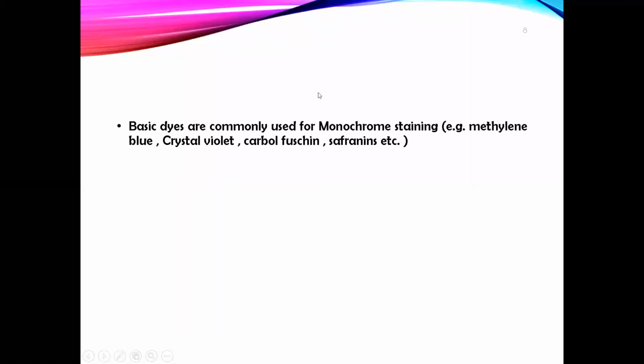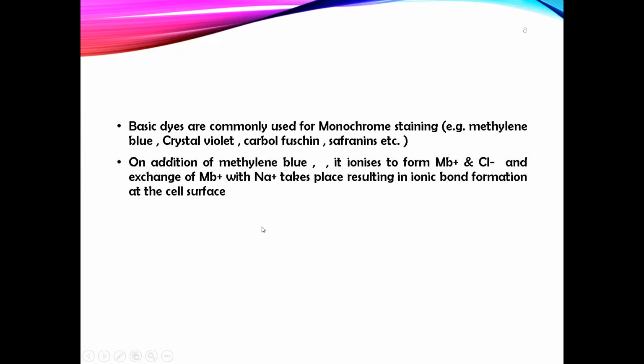So basic dyes are commonly used for monochrome staining. That is, simple staining is also known as monochrome staining. Examples are methylene blue, crystal violet, carbol fuchsin and safranin. On addition, methylene blue ionizes to form methylene blue plus and chloride. So exchange of methylene blue with Na+ takes place, resulting in ionic bond formation at the cell surface. Thus, it causes staining of the cell.